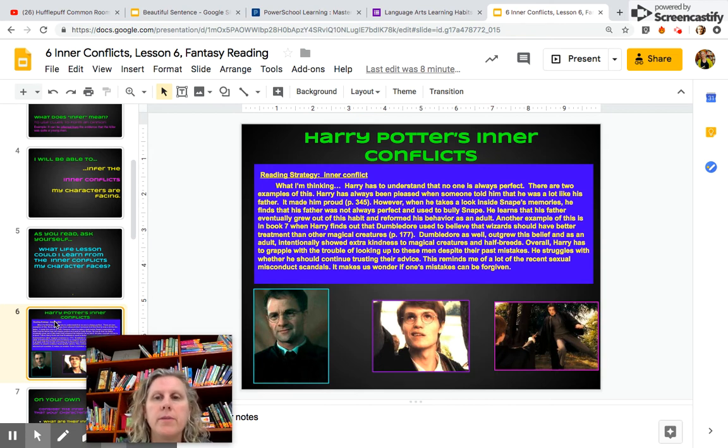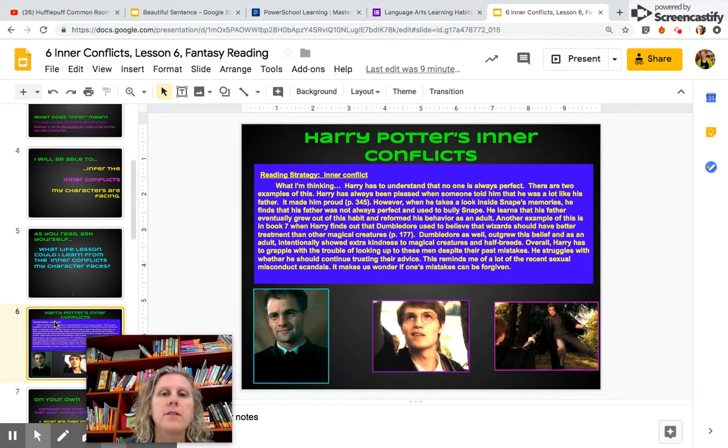Harry has always been pleased when someone told him that he was a lot like his father. It made him proud. However, when he takes a look inside Snape's memories, he finds that his father was not always perfect and used to bully Snape. He learns that his father eventually grew out of this habit and reformed his behavior as an adult.